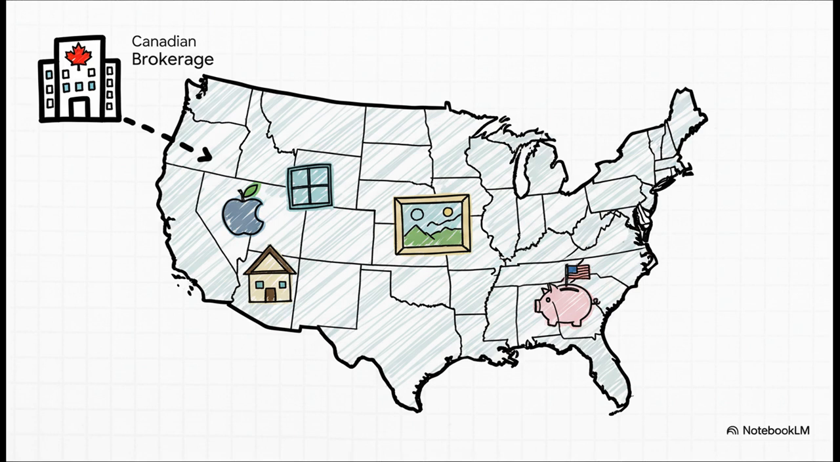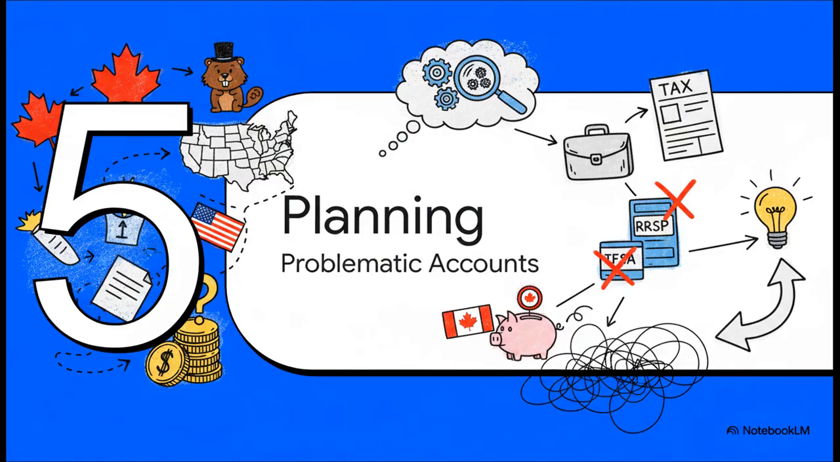But here's the one that shocks almost everyone. It includes stocks of U.S. corporations. Think Apple, Microsoft, Google. Even if you hold those shares inside your Canadian brokerage account, for U.S. estate tax purposes, they are considered U.S. assets. All right, let's bring this all home with our final section.